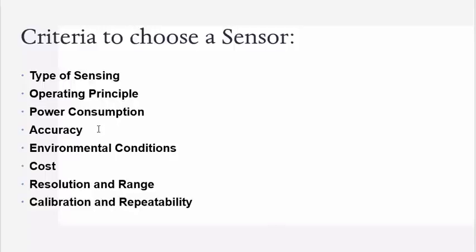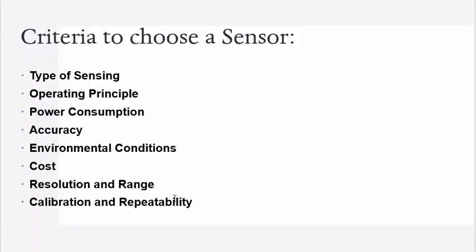Another is the accuracy. The accuracy of the sensor is a very important factor. Actually, it's a key factor in selecting a sensor. Another one is the environmental conditions. The conditions in which the sensor is being used will be a factor in choosing the quality of a sensor. For example, are you using it in cold weather or warm weather? Are you going to use it in the mountains, in the sea, etc.? The environmental condition is a very important factor in choosing the quality of the sensor that we're going to use. Another one is the cost. Depending on the cost of the application, for example, a low-cost sensor or high-cost sensor can be used. And then we have the resolution and the range, which is very important. Why?